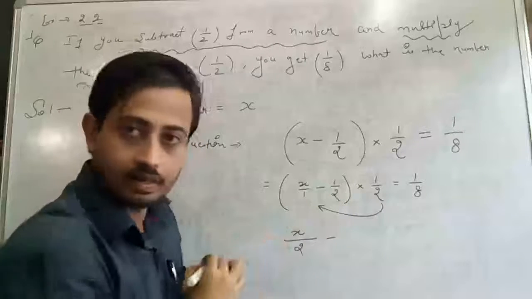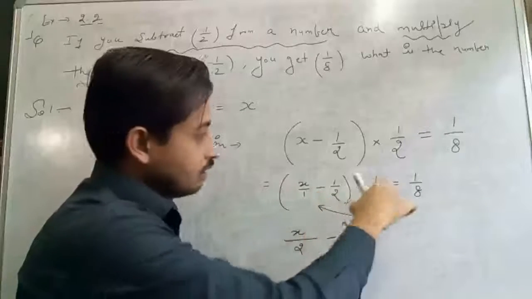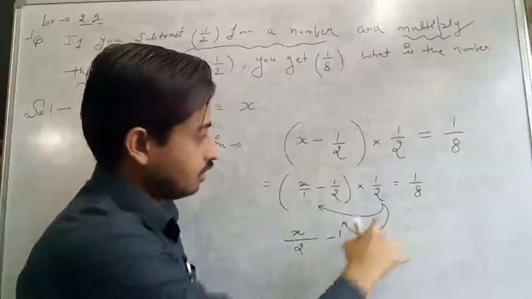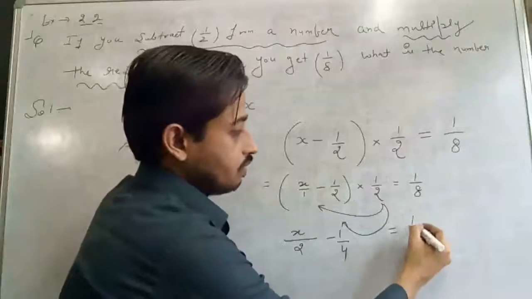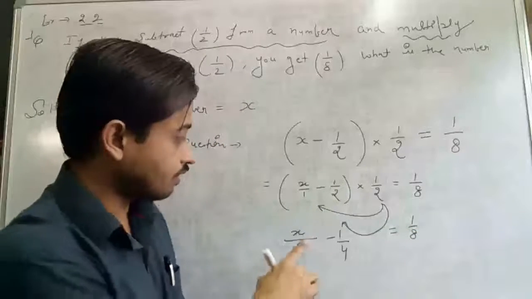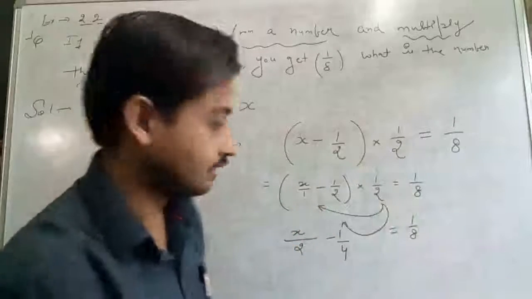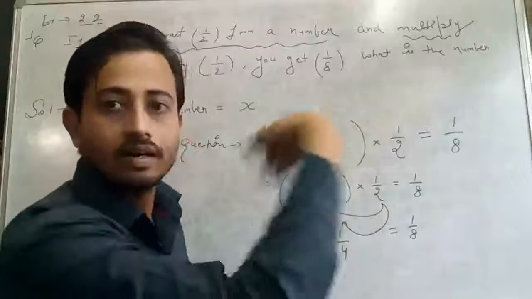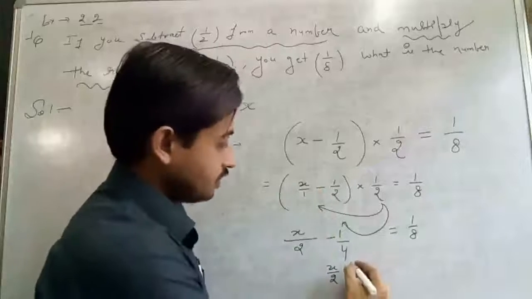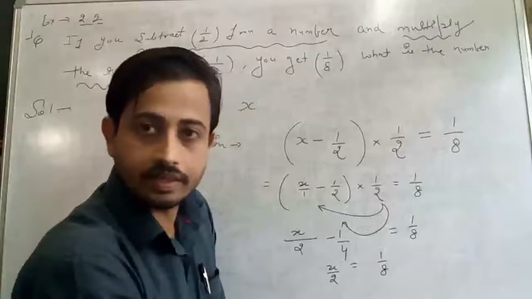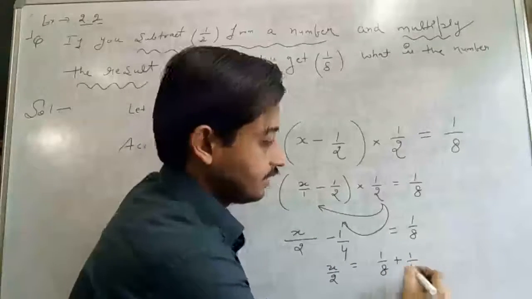Now the sign is negative. Now we have to multiply this number with this number. 1 multiplied by 1, 1. 2 multiplied by 2, we get 4, which is equal to 1/8. Now we have to get the value of x. So make x separate and take all the terms to the right hand side. So I have to take 1/4 to the right hand side. What do we get here? x/2 is equal to 1/8. This negative term becomes positive when I take it to the right hand side.